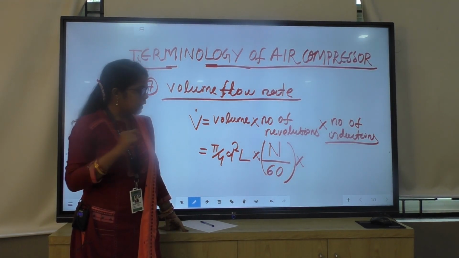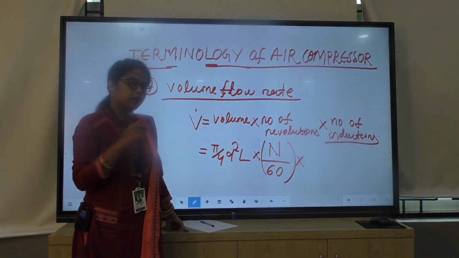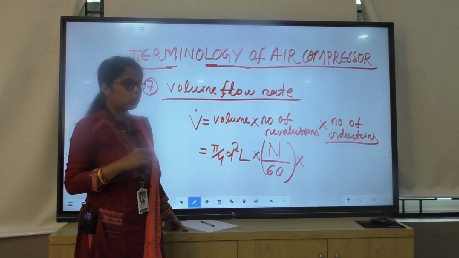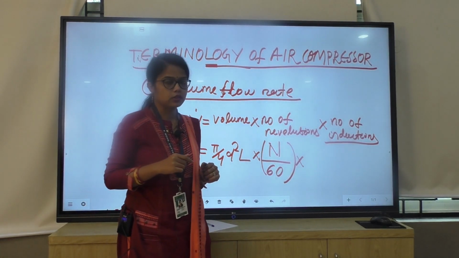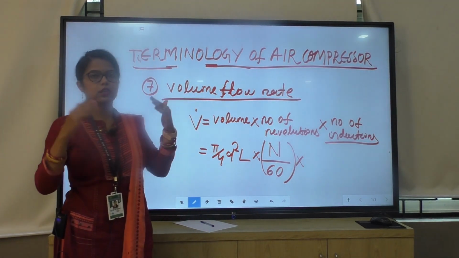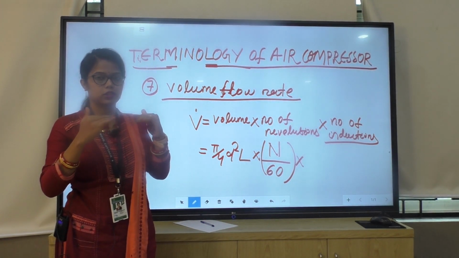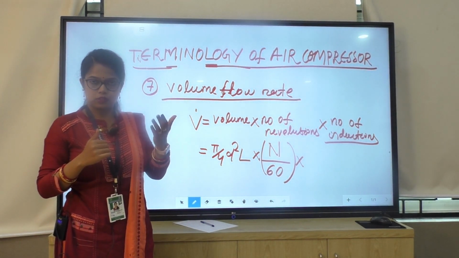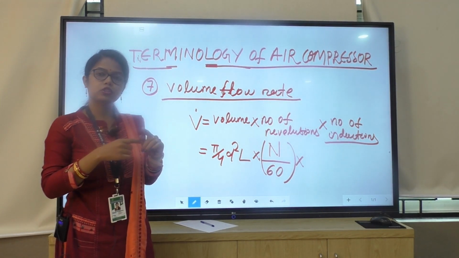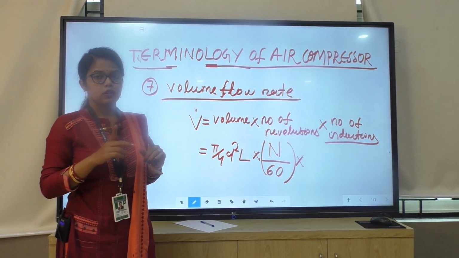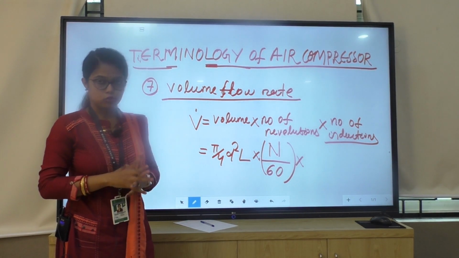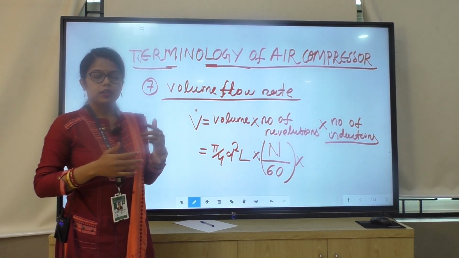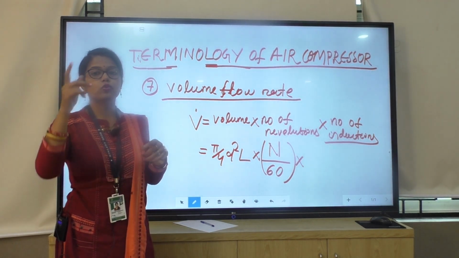For the single acting, the number of inductions in one revolution is 1. Clear? Single acting means suction, delivery and compression process are happening at one side of the piston. That means in one revolution there is one induction of air into the cylinder. Clear? But in double acting, in one revolution there are 2 inductions.